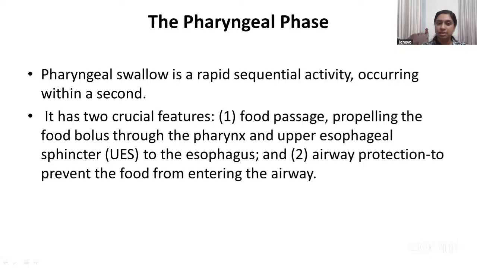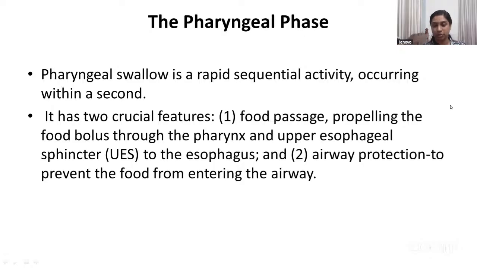Okay. Next is the pharyngeal phase. This is a very important phase. This is the most important phase in this deglutition. The pharyngeal swallow is a rapid sequential activity occurring in a second, and it's an involuntary activity. It has two things to be noted. First is the food passage, propelling the food bolus through the pharynx and the upper esophageal sphincter or UES to the esophagus. And second is the airway protection, i.e. this area is a common pathway for the air as well as the food. So it's important to make the food pass through the pathway which is made for the food itself and not towards the airway.